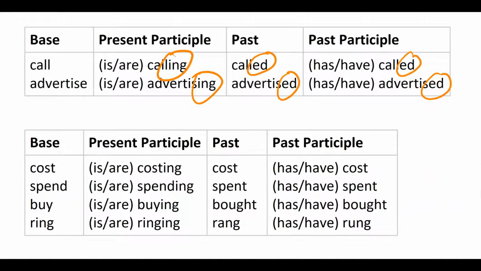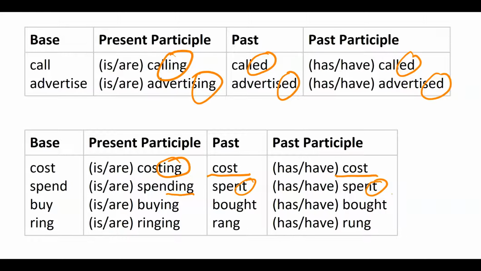Then you get to these 4 irregular verbs, and things change in different ways. The first verb we'll look at is cost. For the present participle, again, pretty simple, just add ing. But then the past, nothing actually happens to the verb. It stays as cost. And in the past participle, again, nothing happens. So that's one possibility. Then with spend, for the present participle, again, we just add ing, no problem. But then somehow the d turned into a t, and then it stayed that way again for the past participle.